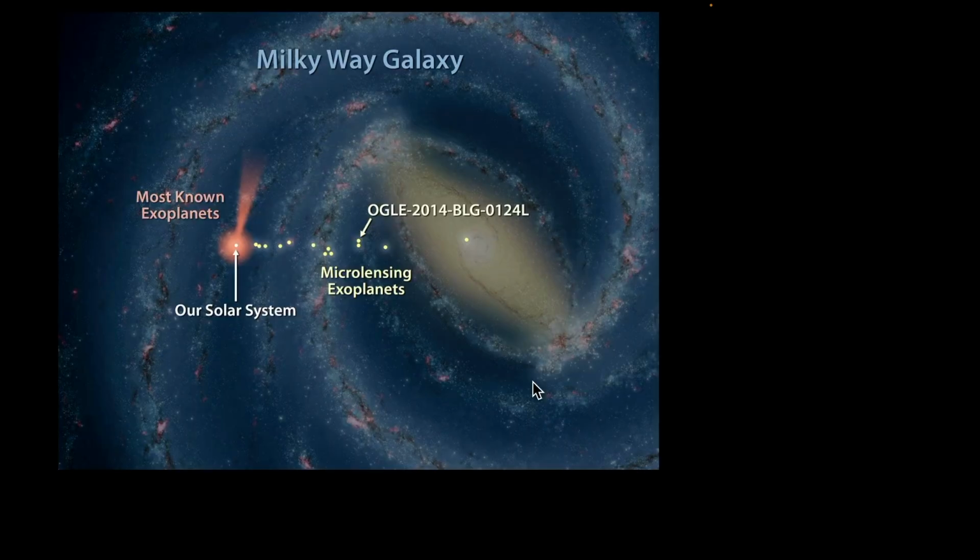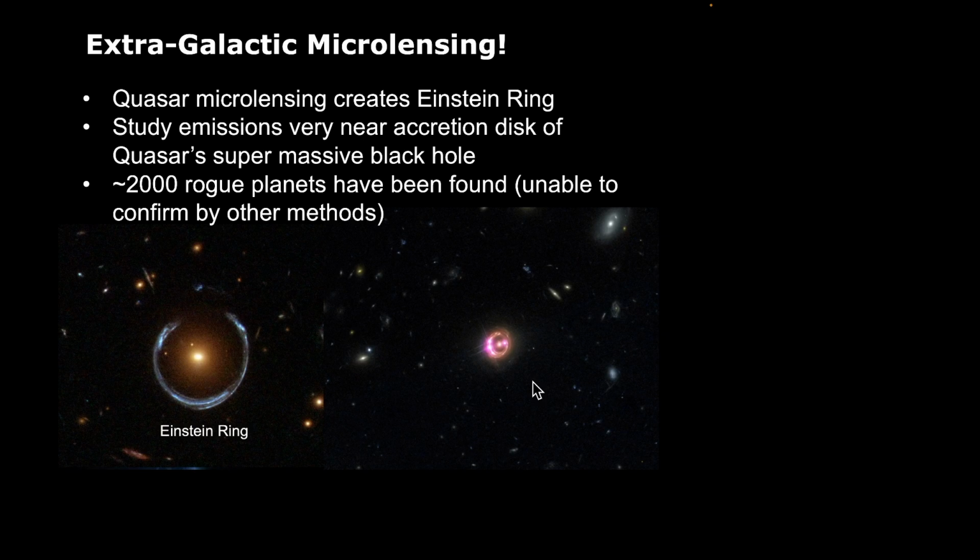So in this illustration, you can see where most of the exoplanets have been found in red. The circular part is the TESS mission, and the little beam is the Kepler mission, and then the little white dots give you some examples of microlensing exoplanets we have found. It's also possible to have extragalactic microlensing. So quasar microlensing creates Einstein rings. You can study emissions near the accretion disk of a quasar supermassive black hole, and about 2,000 rogue planets have been found this way.